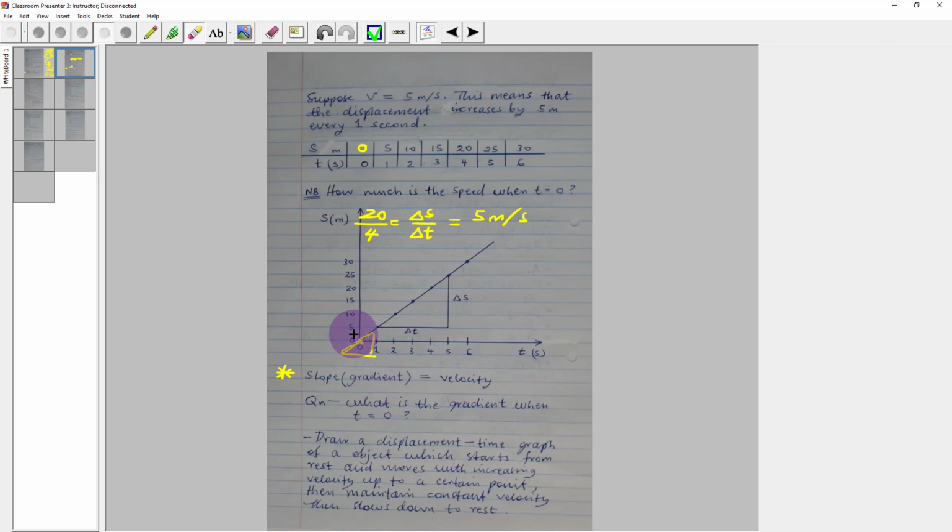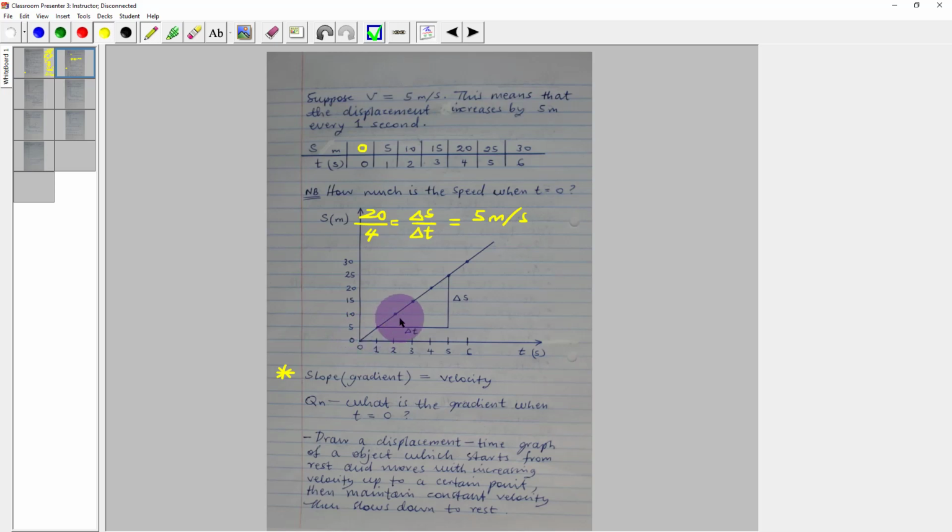So let me just clarify this point and say that although this object appears to start from some point here, it does not mean that when time is 0, its velocity is 0. After all, how did it rise all the way from 0 to 5 meters per second within no time? It must have accelerated. So if it was starting from 0, the gradient here will be 0, but the gradient is not 0. So the most tricky question the examiner can ask you is to determine the velocity of the object when t is 0.